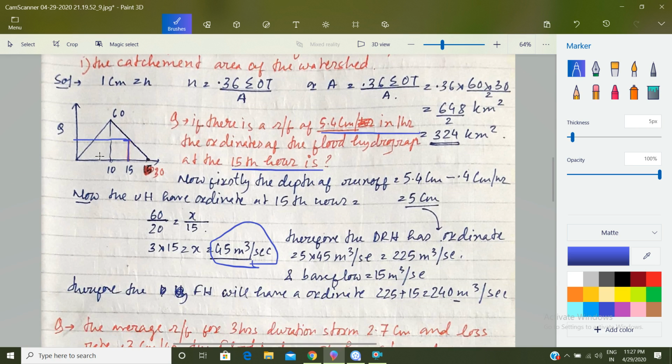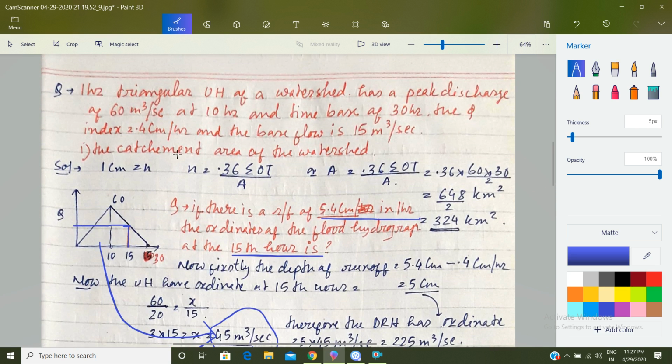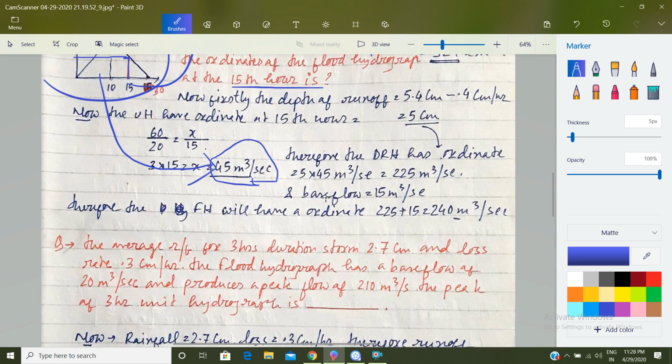See, this one is for the unit hydrograph. Now what we need: if there is a rainfall of 5.4 centimeter in 1 hour. Okay, now what is the infiltration loss? This one is 0.4 centimeter per hour, the infiltration loss. So 5.4 centimeter minus 0.4 centimeter, meaning the direct runoff will be 5 centimeter. So for 5 centimeter, this hydrograph should be multiplied by 5. So 45 will be multiplied by 5.